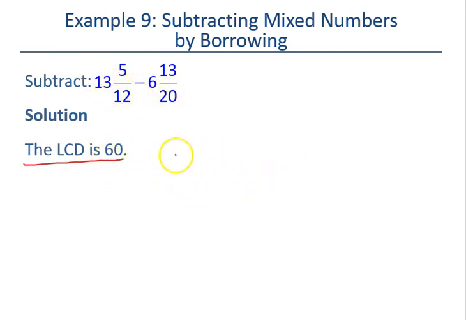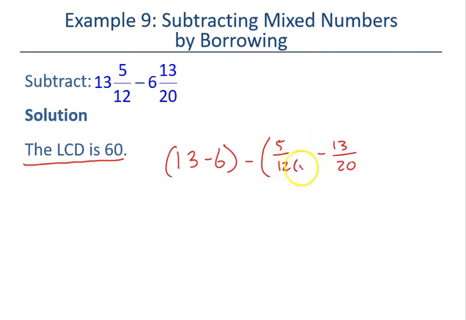Let's group our whole numbers. We're going to have 13 minus 6, minus, I've got 5 over 12 here, minus 13 over 20. They're saying our LCD is 60, so 60 divided by 12 gives me 5. So to get this to 60, I need to multiply by 5. To get this to 60, I need to multiply by 3. Now I'll continue on.